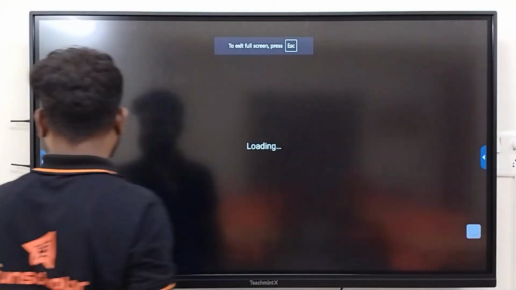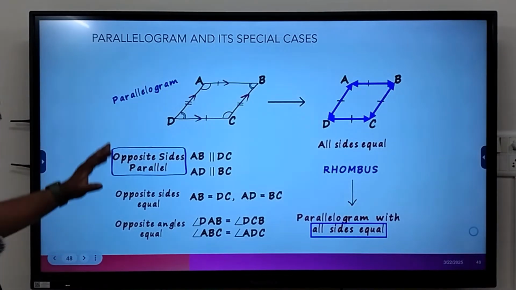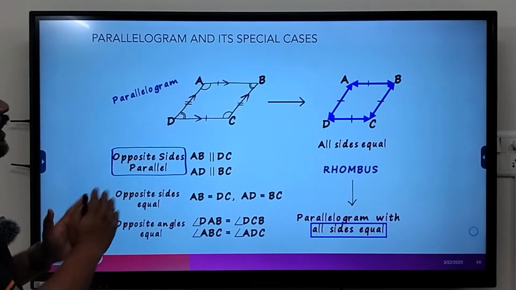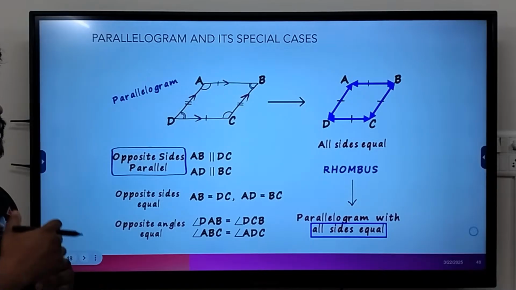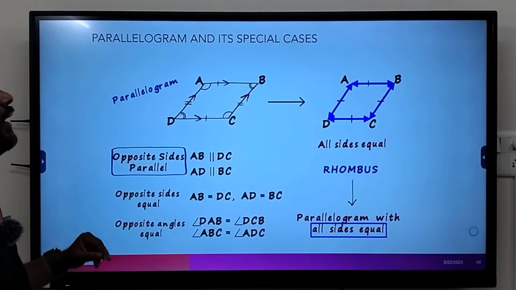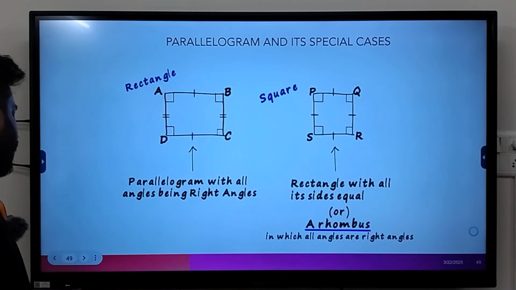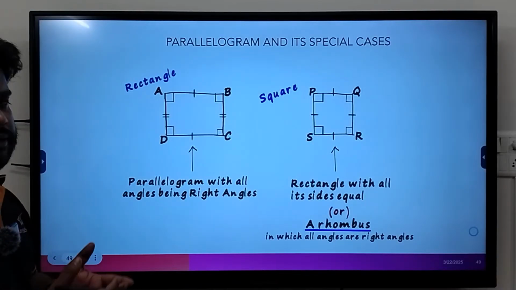Now, next we will go into what it actually means. I have already told that for a parallelogram, if the opposite pairs of sides are parallel to each other, that will be a parallelogram. And again, talking about rhombus, square and rectangle, they all have their different varieties.